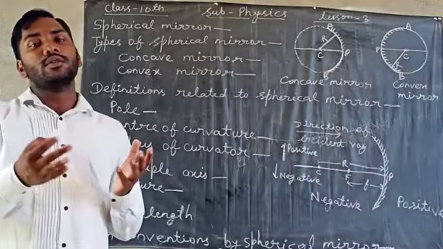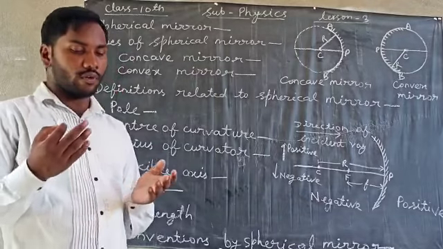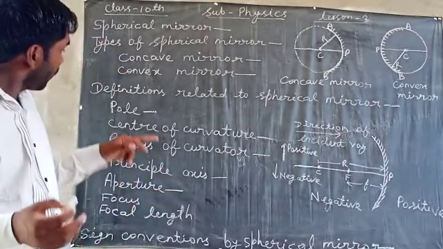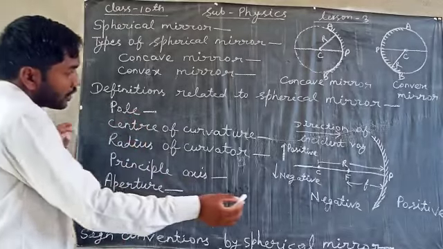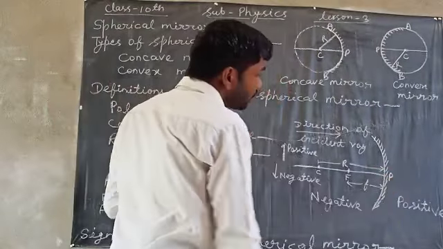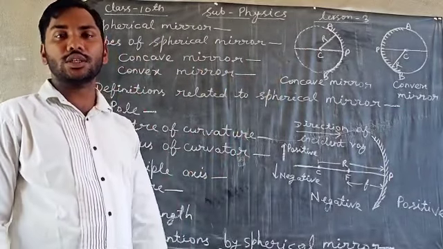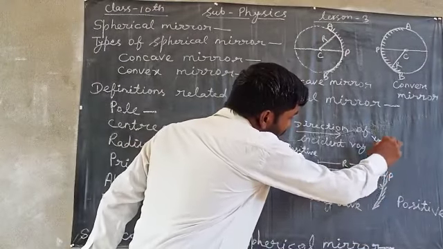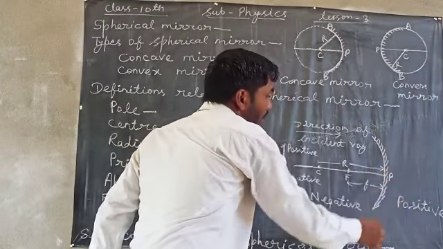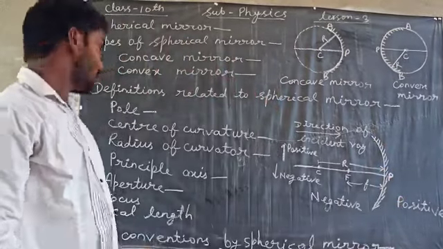There are many terms in spherical mirrors that we will discuss one by one. First of all, the pole. You can see here P. The midpoint of the spherical mirror is known as the pole. This P is the midpoint of this mirror, so P is called the pole. We denote the pole by P.